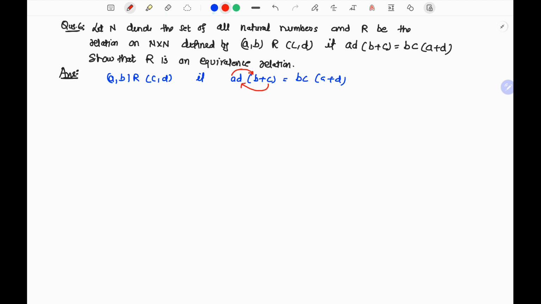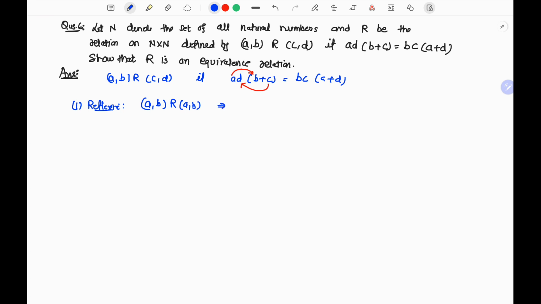Therefore, to show that the relation is an equivalence, we have to show it is reflexive, symmetric and transitive. So to check the reflexive relation, we have to take an element, say (a, b), and it should be related with itself.